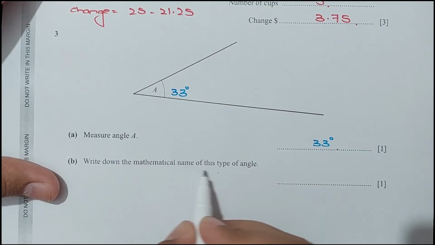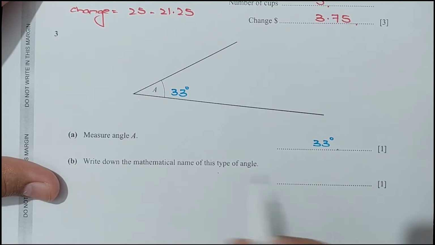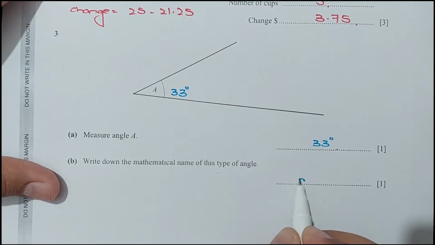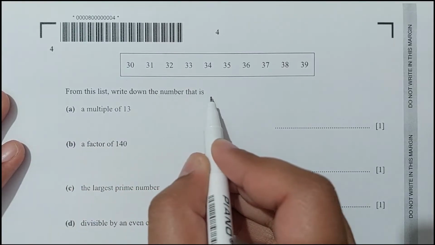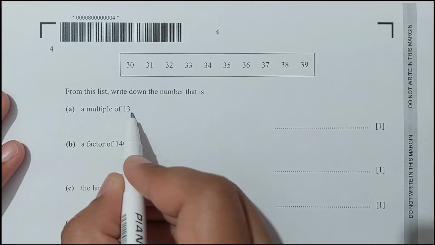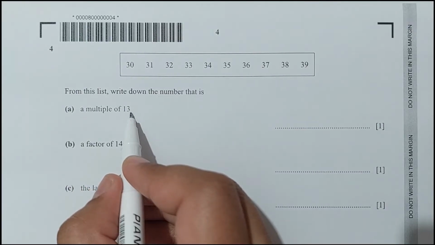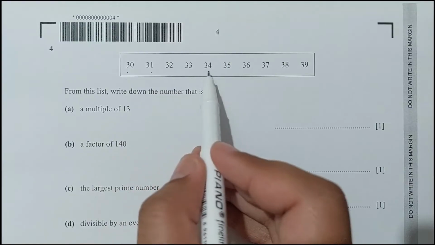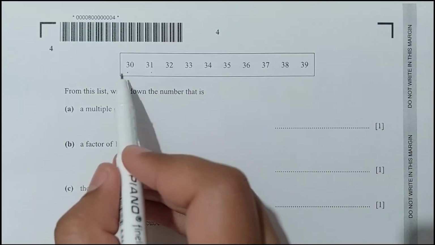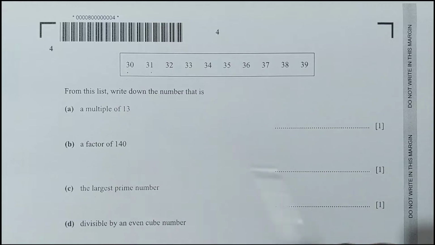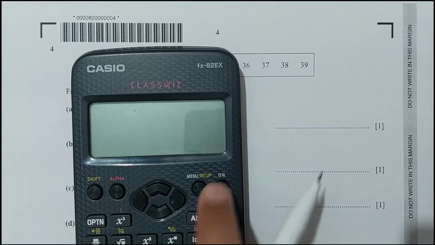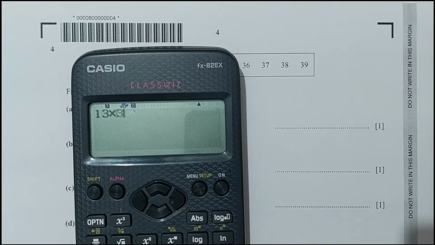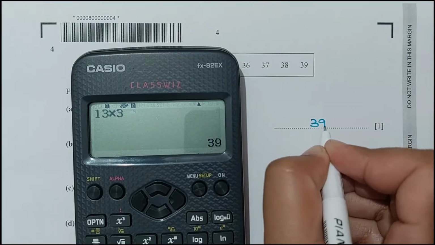Now for part B, write down the mathematical name of this type of angle. So this angle is less than 90 degrees, right? So this is an acute angle, which is less than 90. Question number 4, from this list, write down the number that is, part A, a multiple of 13. The numbers are 30 to 39. Which is a multiple of 13? Let's see. 13 times 2, 13 times 3, 39 is a multiple of 13.